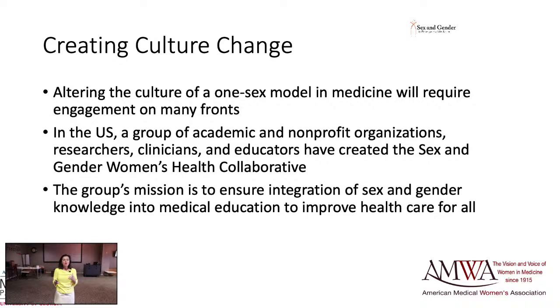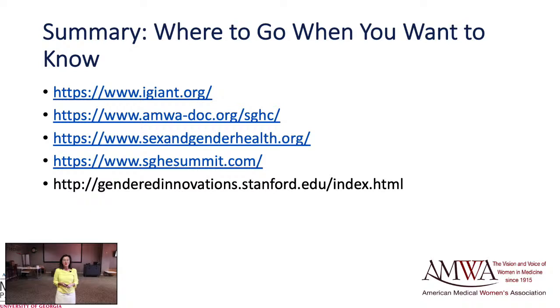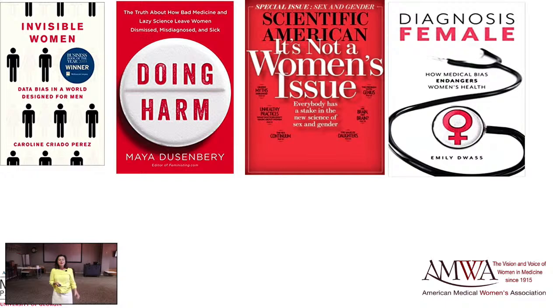But also, these are some awesome resources that we can utilize. And if you have some time, oh my gosh, these books are fabulous. Invisible Women looks at data that's been collected over years and years and how it's impacted us in our regular daily lives. Diagnosis Female is a myriad of stories about women being misdiagnosed just because they were women presenting with diseases. And the same thing with Maya Dusenbery's book on Doing Harm. Excellent discussion, excellent reads, they open up our minds to so many different ways of looking at things. And I love the Scientific American articles that say it's not just a women's issue, because what affects women also affects men, but perhaps in a slightly different way.